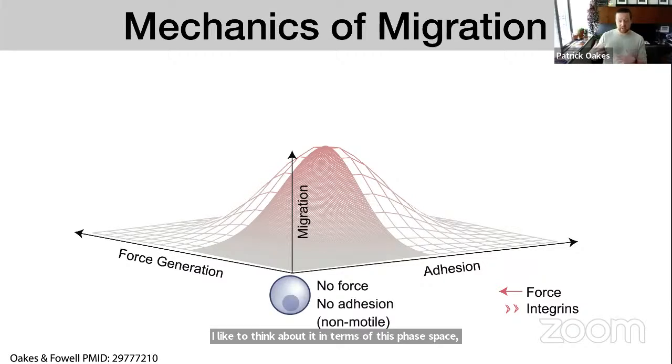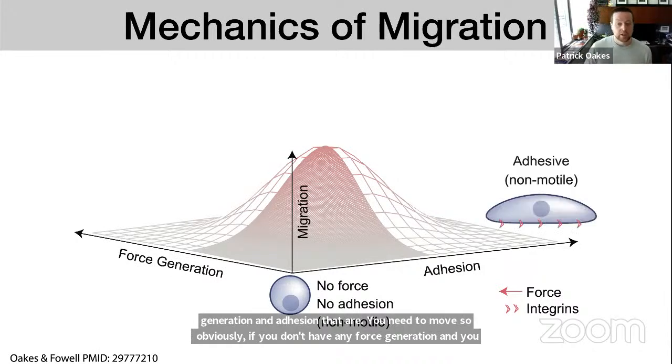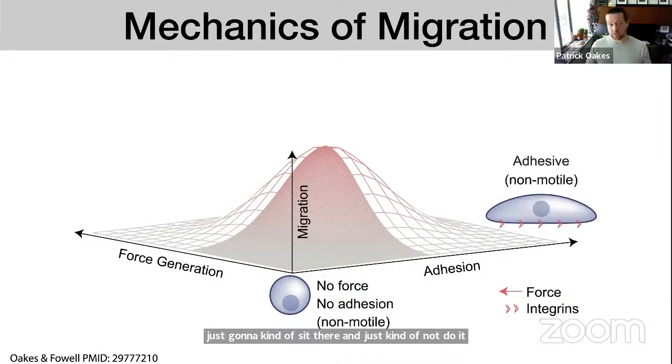So obviously, if you don't have any force generation and you have no adhesion, then most likely you're not gonna be motile. You're just gonna kind of sit there and not do anything. If you have too much adhesion, you're also going to be not motile. And so the analogy I always make with this is to think of fly paper, right? The fly gets stuck to the paper. It's so sticky that it can't actually leave because it's anchored in one place.